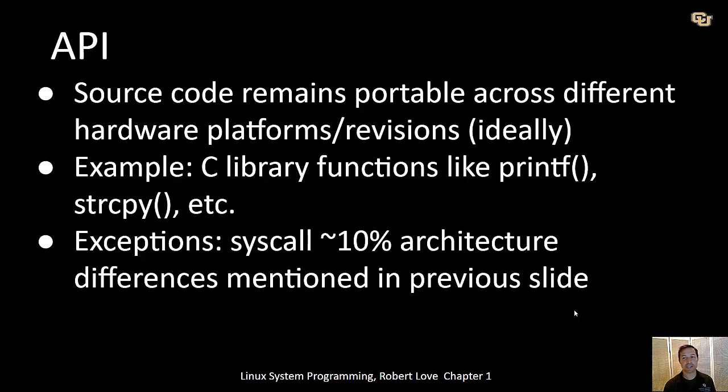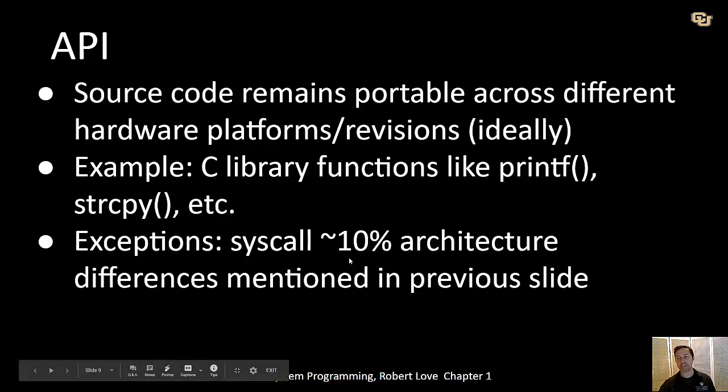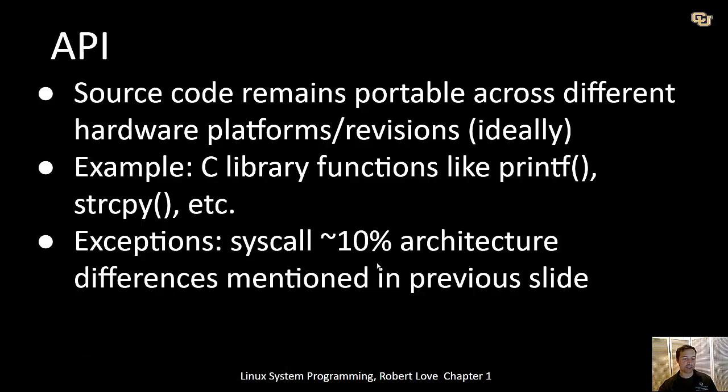Ideally, there are some limitations on this. We mentioned before that syscalls have about 90% architecture similarities. That means that approximately 10% of syscalls might be architecture specific, and there might be some functions that you could call via an API that would be architecture specific. But for the most part, the APIs are going to be widely cross-platform and used across different architectures. Any of the common C library functions like printf, string copy, etc., you're going to be able to easily recompile for a different hardware platform and run without issue after you complete the compile and link.